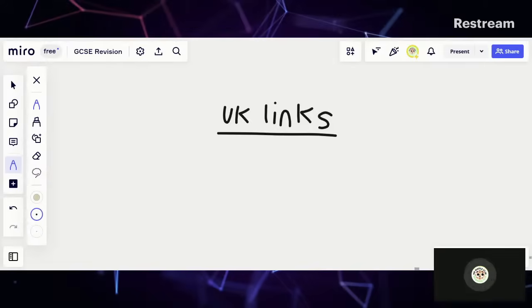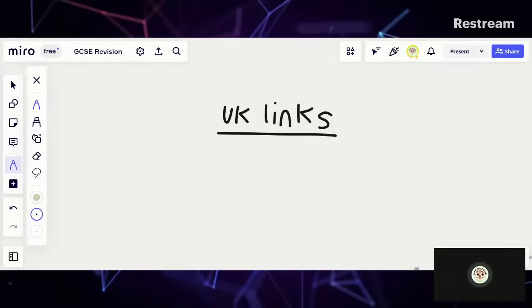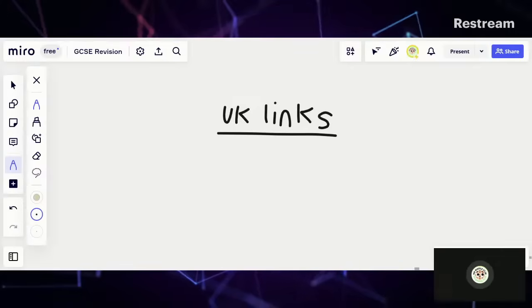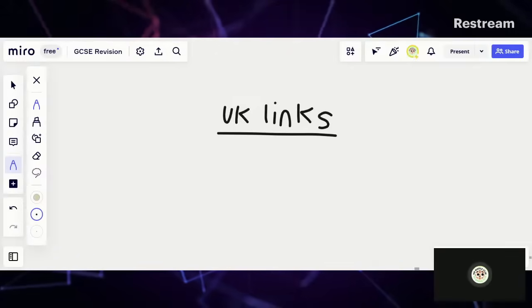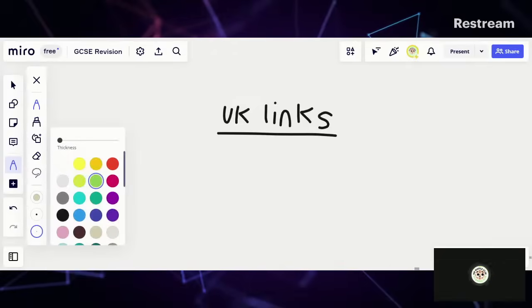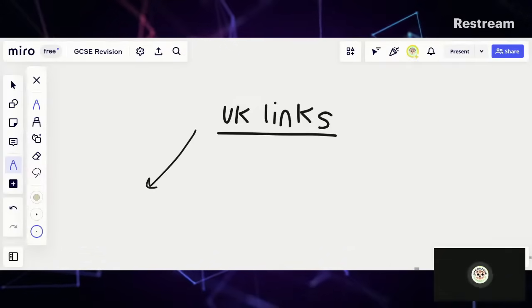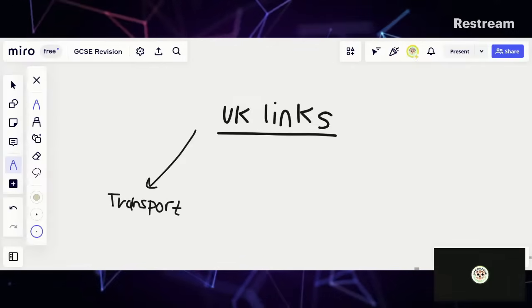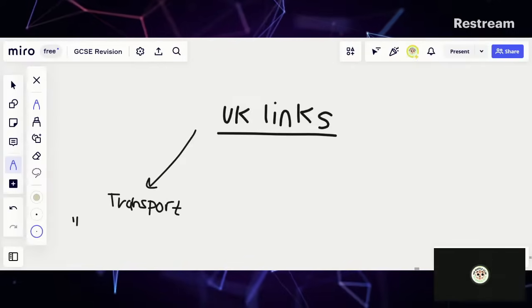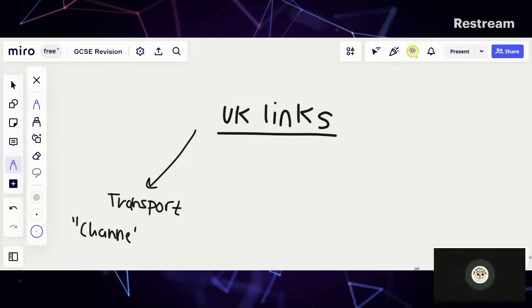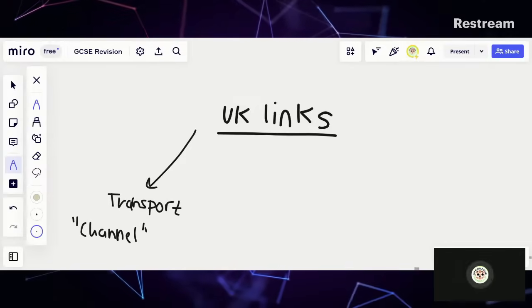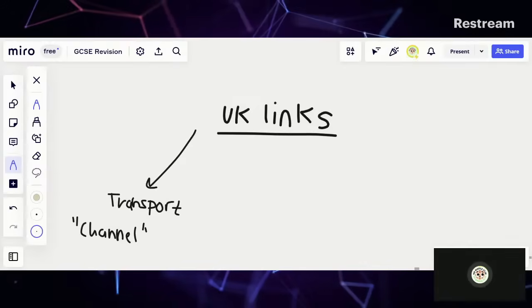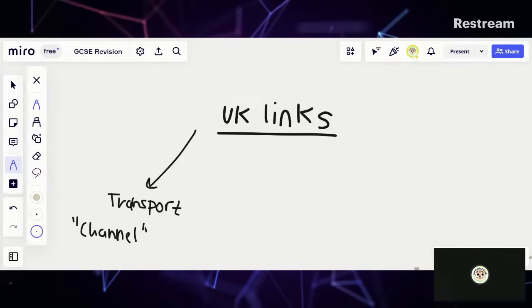So the UK has some really strong links to other countries. It's connected to the wider world in many ways, and not just in terms of transport, but transport is definitely one of them. So, one way in which the UK is connected to the wider world is through transport. So, things like the Channel, which allows you to go to France in a very direct way, providing a route to mainland Europe as well as France, and also large airports, which act as an international hub.